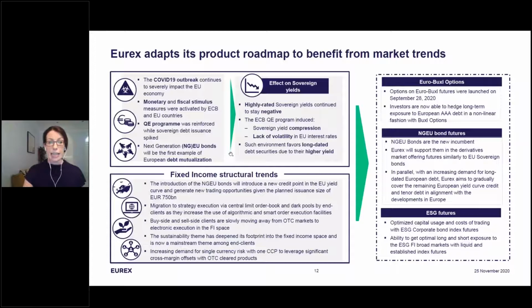Now, this slide here really summarises the market trends that I referred to earlier, and also what Dr. Luca mentioned in his presentation, really focusing on how we are looking to expand our product suite to meet such market requirements and needs going forward. As I touched upon, we successfully launched Buxel options at the end of September with strong liquidity provider and broker support, strengthening our coverage at the long end of the curve.